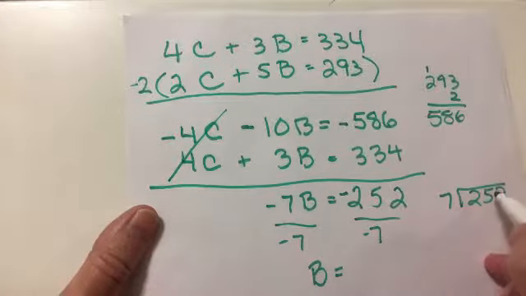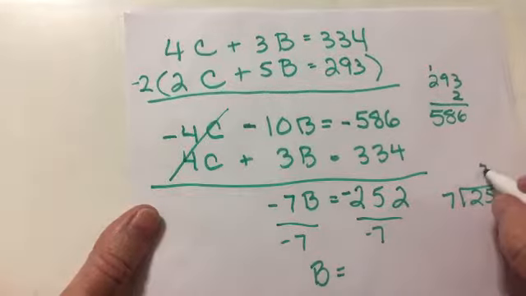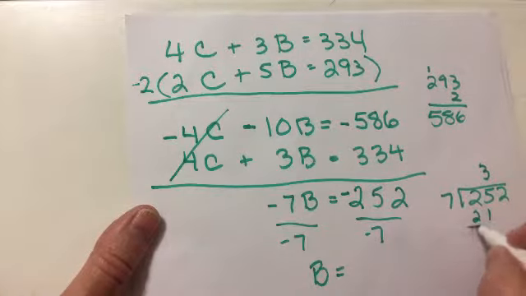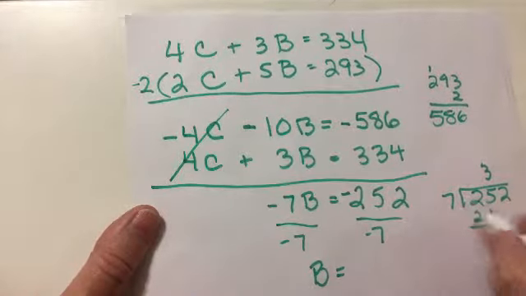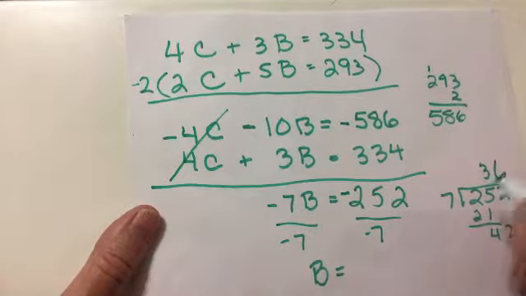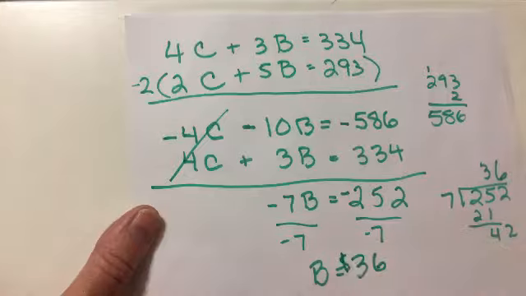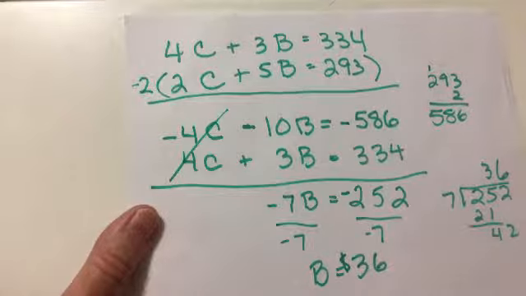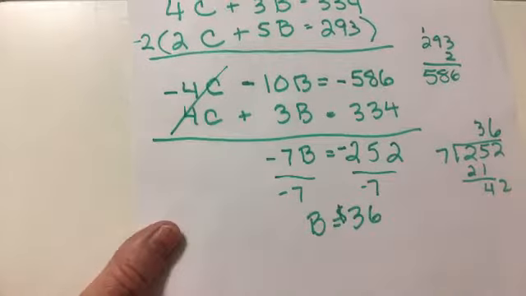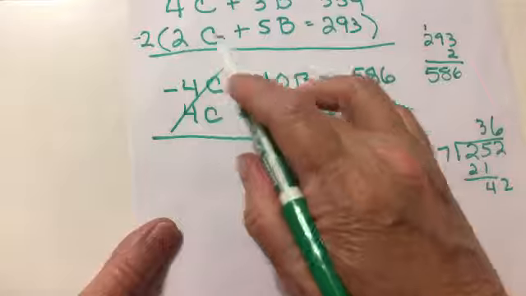7 into 25 is going to go 3 times. 21, 42. So 7 into 42 is 6. So they are 36 dollars apiece. So I found one of the tickets. So now I have to go back to one of my original equations. So I'm going to go back to this one right here.